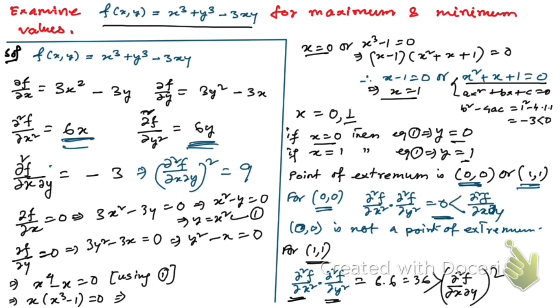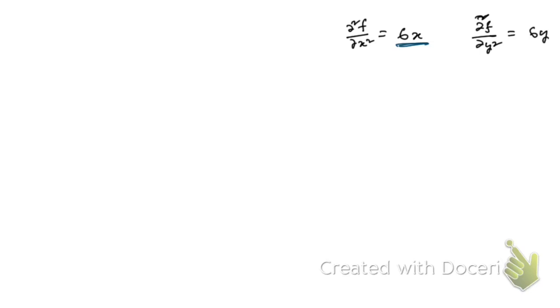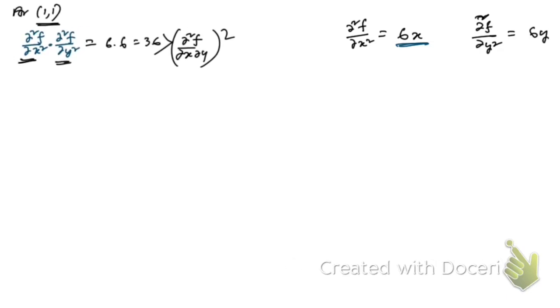First let me copy these two, and put the square here. As we have got for this point, the product of these two is greater than this one, therefore (1, 1) is the point of extremum, but we don't know whether it is minimum or maximum. So first let us find the value of these two.